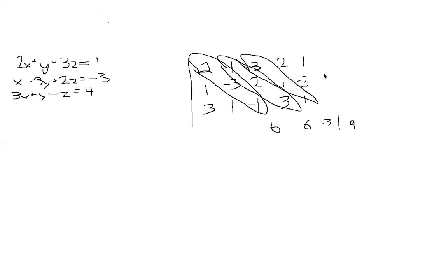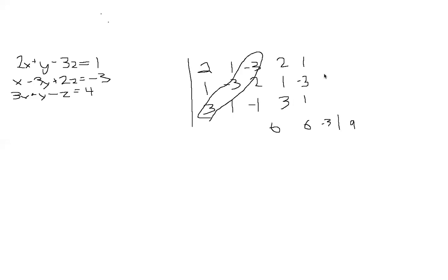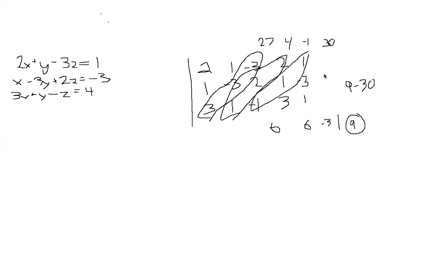And then for the top, we're going the opposite direction. So 3 times -3 times -3 is 27. 1 times 2 times 2 is 4. And 1 times 1 times -1 is -1. So this adds up to 30. So we take the bottom, the number we got on the bottom, and subtract the number we got on top. And that's going to be -21.